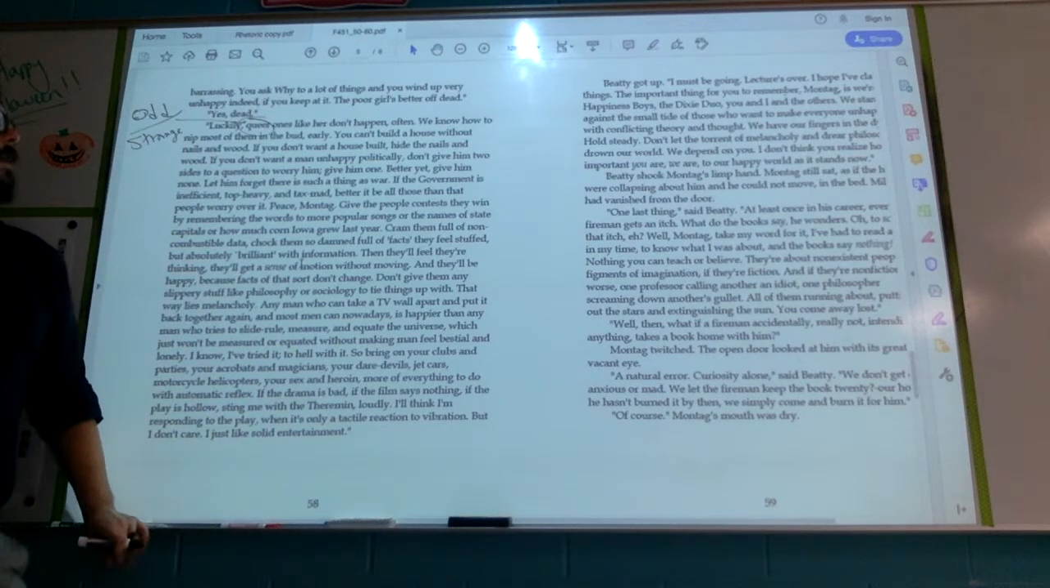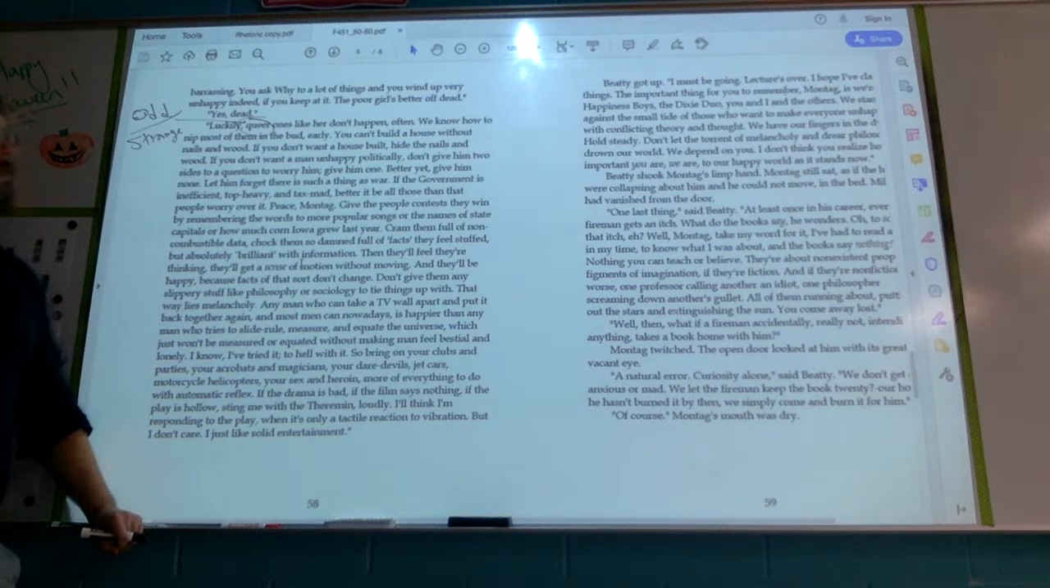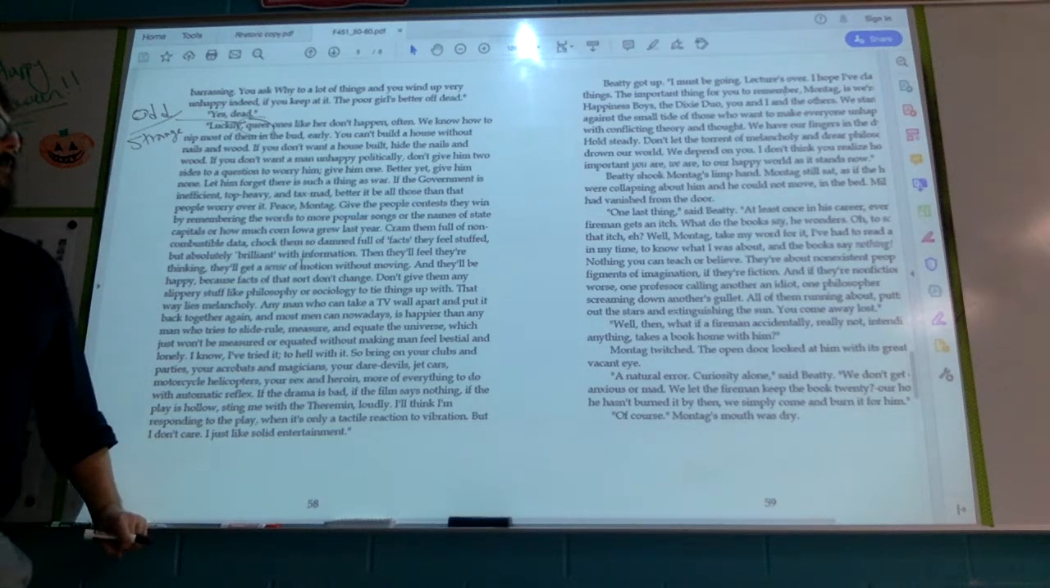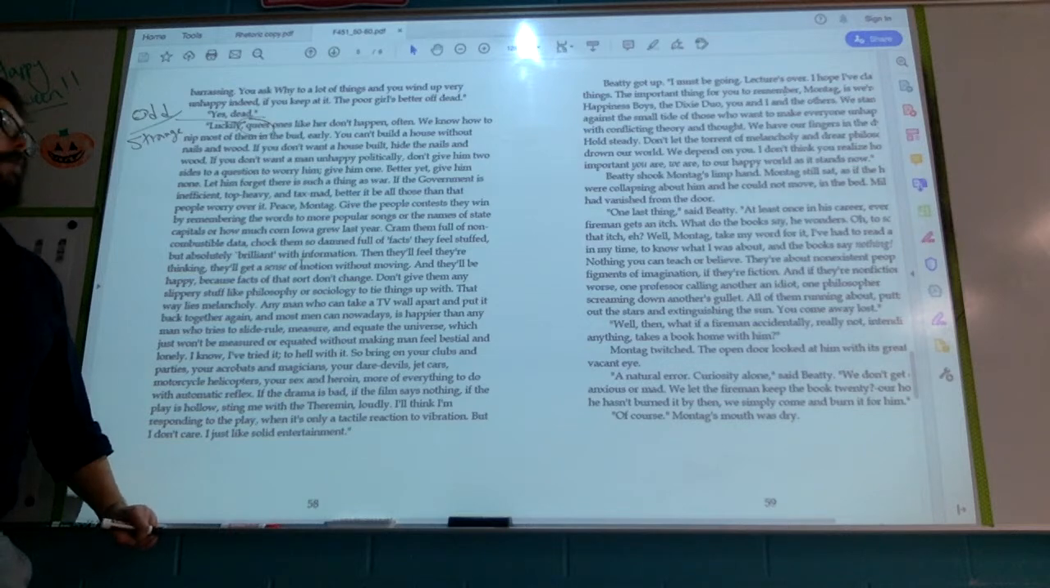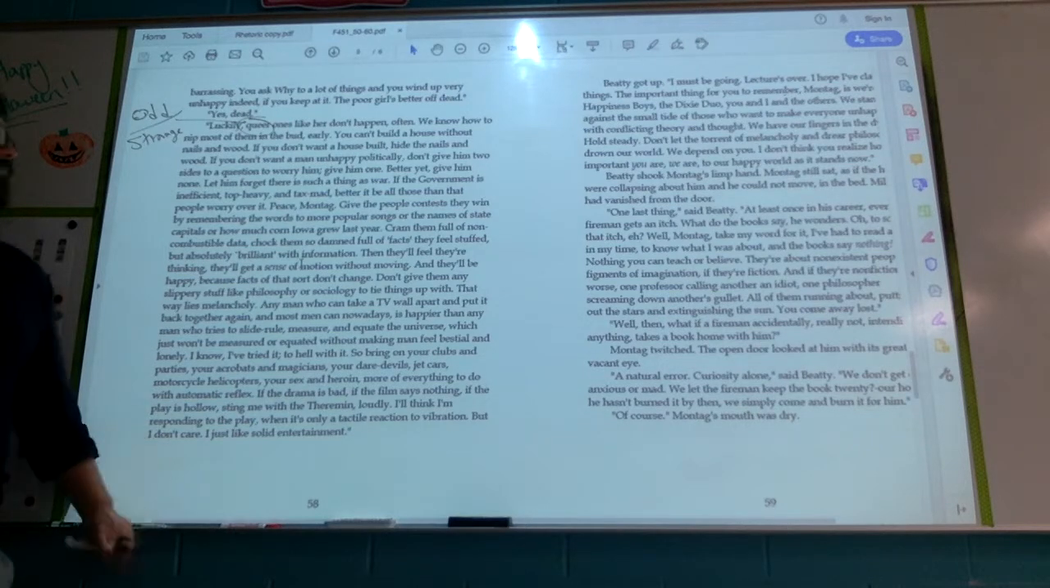Luckily, queer ones like her don't happen often. We know how to nip most of them in the bud early. You can't build a house without nails and wood. If you don't want a house built, hide the nails and wood. If you don't want a man unhappy politically, don't give him two sides to a question to worry him. Give him one. Better yet, give him none. Let him forget there is such a thing as war. If the government is inefficient, top-heavy, and tax-mad, better it be all those than people worry over it.